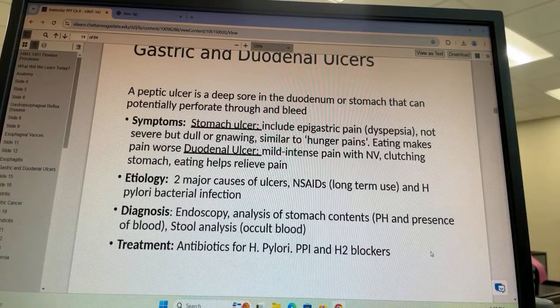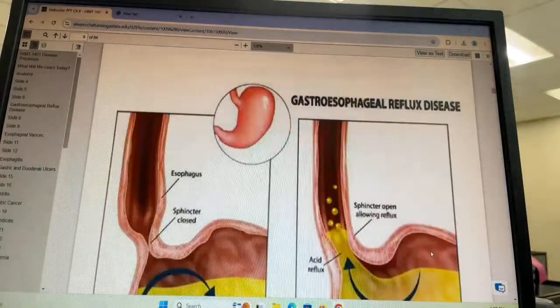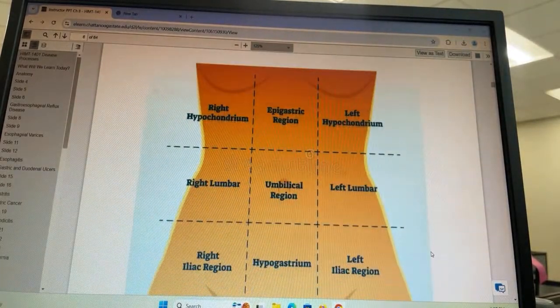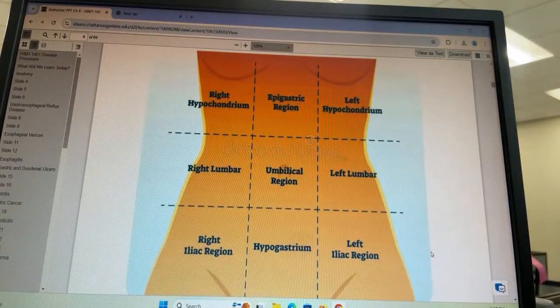So symptoms are a little bit different with stomach and duodenal ulcers, but there's some overlap. So with a stomach ulcer, it includes epigastric pain. So here's that term, epigastric. If we go back to here, you can see the epigastric pain is that upper middle, which is where the stomach is. So that makes sense as to why the pain is there.